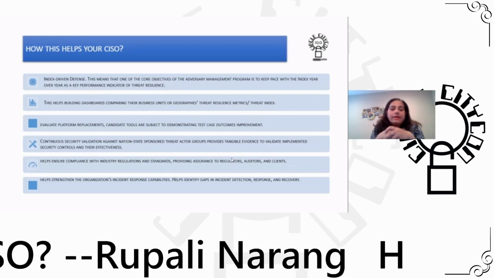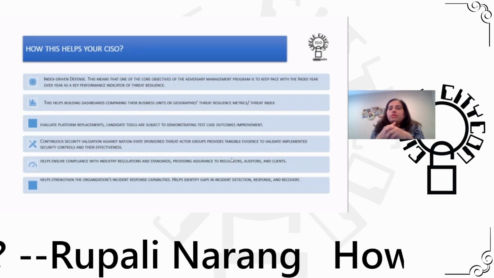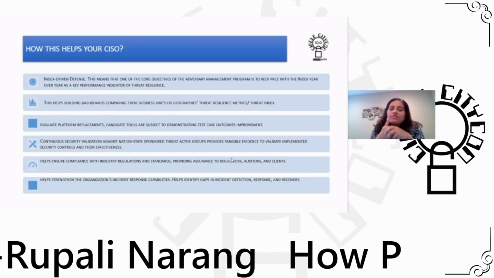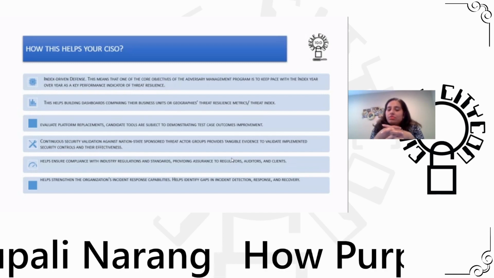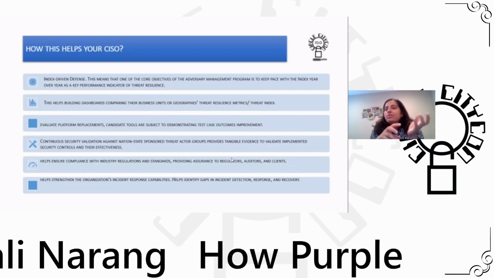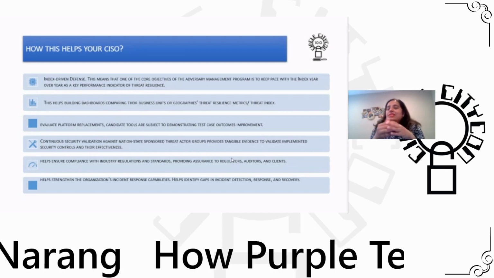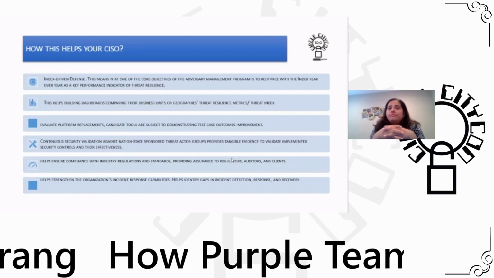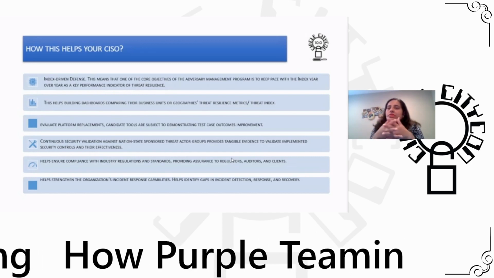The third is, suppose you are planning for a product replacement or trying to do a POC. This evaluation does evaluate the platform replacement. Candidate tools are subject to demonstrating the test case outcomes, and it provides improvement. You can compare how your old tool was behaving in a similar situation and how a new tool is behaving in a similar situation. Is the new tool providing more alerts or more logs, or did the earlier tool have better capabilities, or is the new tool just providing more noise?